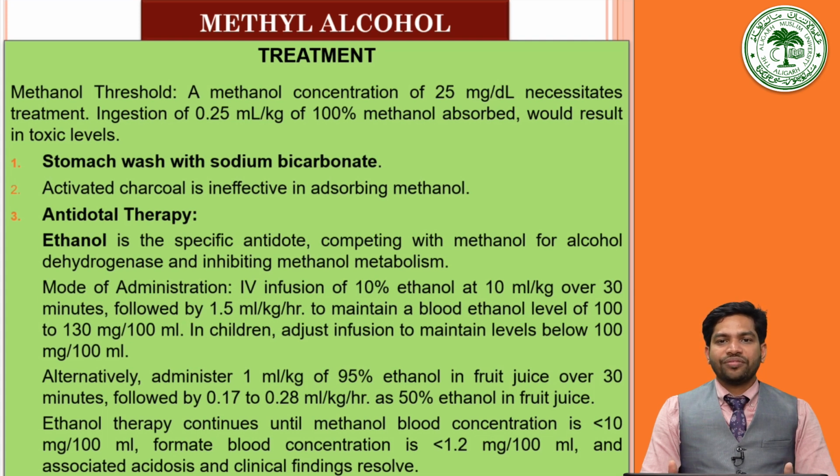Also, in place of ethanol, 4-methyl pyrazole, that is fomepizole, which doesn't cause CNS depression, may be given for the treatment of methanol poisoning, as this also inhibits alcohol dehydrogenase so that its metabolism is prohibited. The dose for 4-methyl pyrazole is that up to 20 mg per kg in divided doses can be given without any demonstrable toxicity.